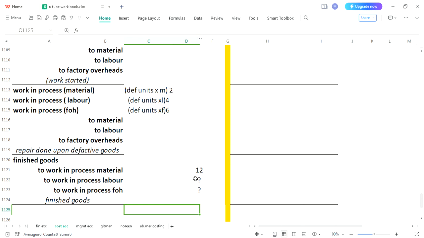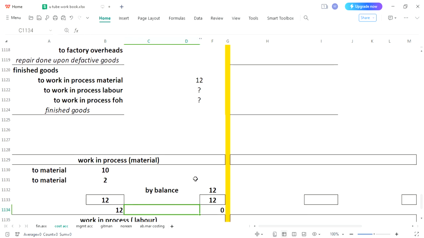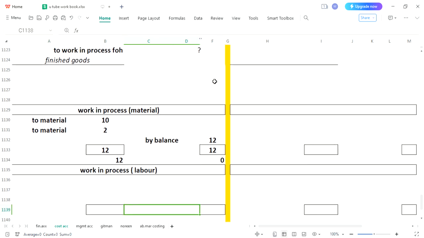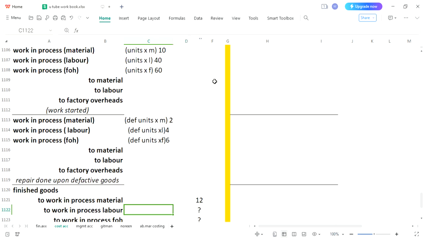How will you write the amount in work in process material? For that you will make a ledger. The answer of the first ledger will be put in front of material. The answer of the second ledger would be put in front of labor, and the answer of the third ledger would be put in front of FOH. Then the sum of these three answers will be put at this, like right now 12 and then question mark, then again question mark. The amount whatever would be written over here will be added and written in front of finished goods. In this way your left side would be completed, and there is a surprise for you.